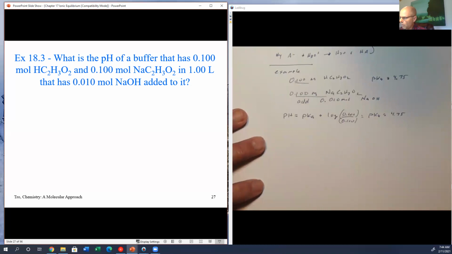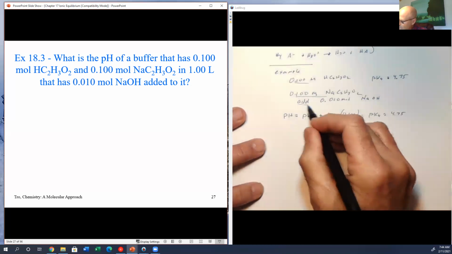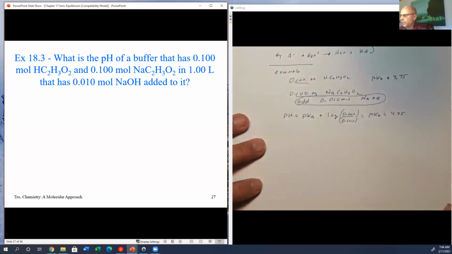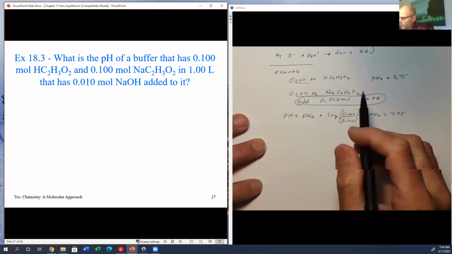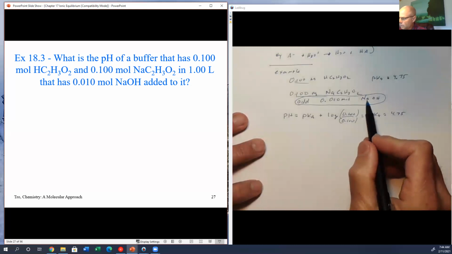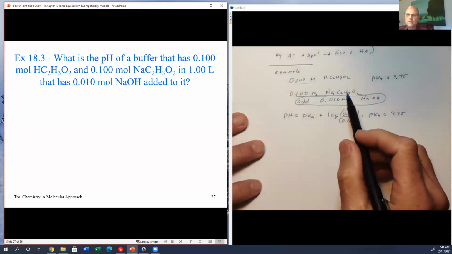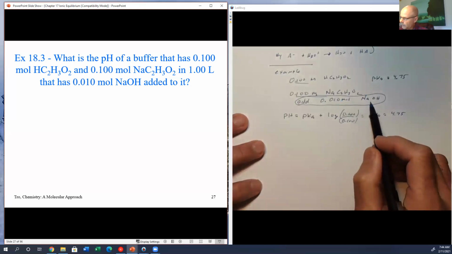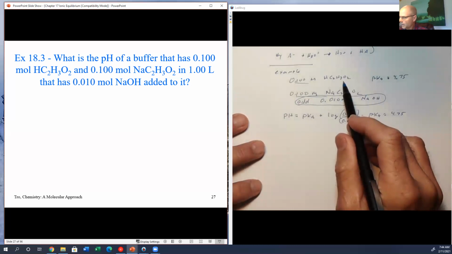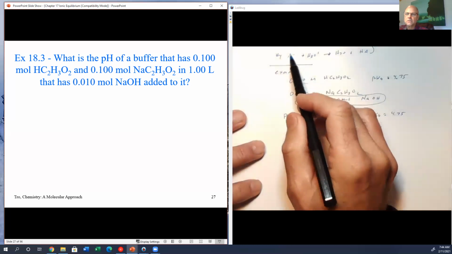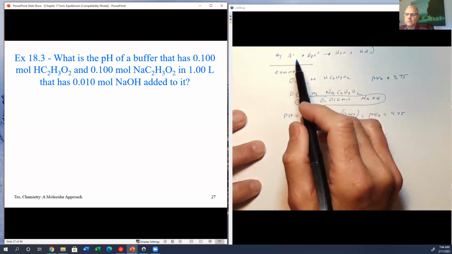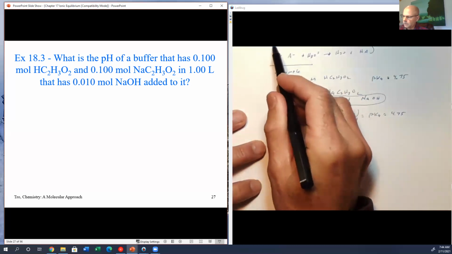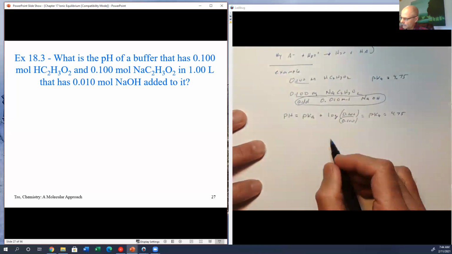All right, now what happens when I add the 0.010 moles of NaOH to it? Well, remember, this is going to react with one of the two buffer components, right? Since this is a base, it's going to react with the acid, okay? So out of these equations, which one are we going to use? Number 3, right? We're going to use this equation because there's the base reacting with the acid. So let's write that down.